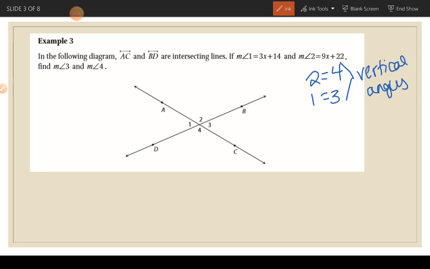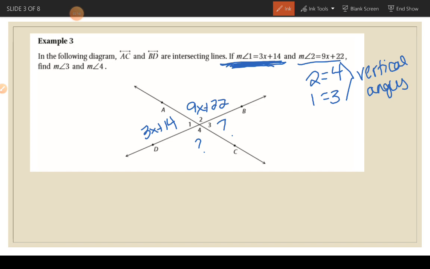Okay, so if angle 1 is 3x plus 14, so I'm just going to write it in, and angle 2 is 9x plus 22, they want us to find angles 3 and 4. Whoops, I put that in the wrong spot. Angle 1 is 3x plus 14. Okay, so we are trying to find angles 3 and 4. That's what we're looking for.